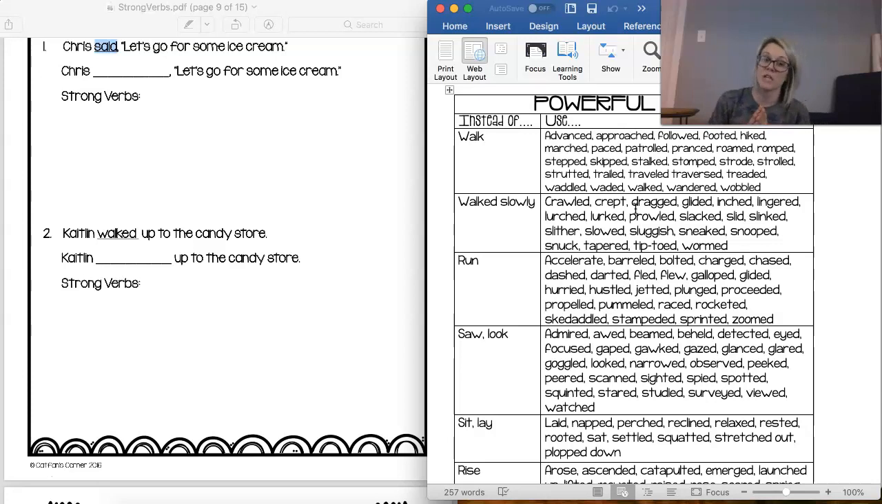So, what emotion are you trying to get across with Caitlin going to the candy store? I want you to look at some of our verbs for walk. You're likely not going to choose walk slowly because I wouldn't imagine that a child is walking slowly to a candy store. What emotion are you trying to get across about Caitlin in the candy store? Pause the video and choose one verb from walk that you think would get the message across, the feelings of Caitlin going to the candy store. Pause it and choose.